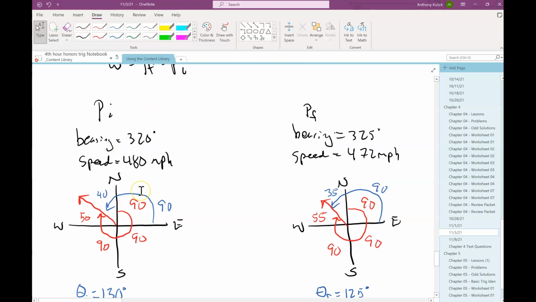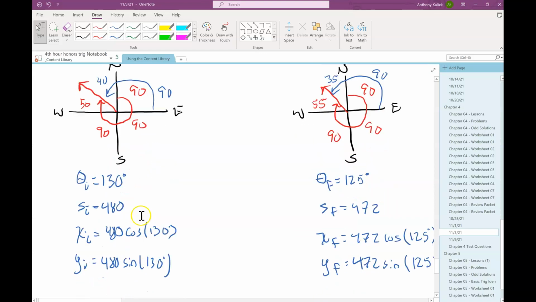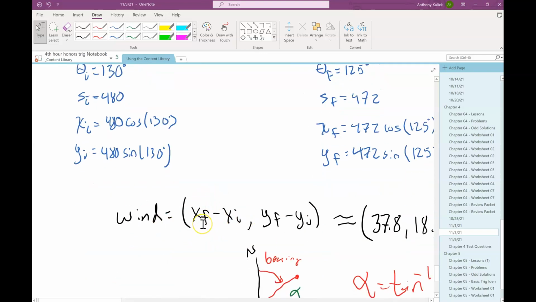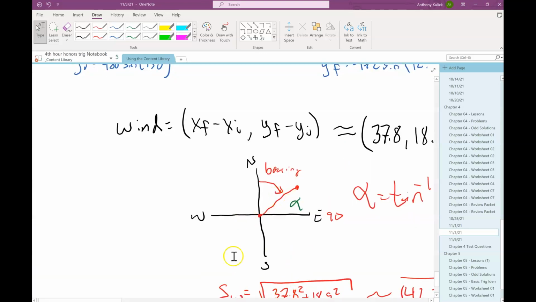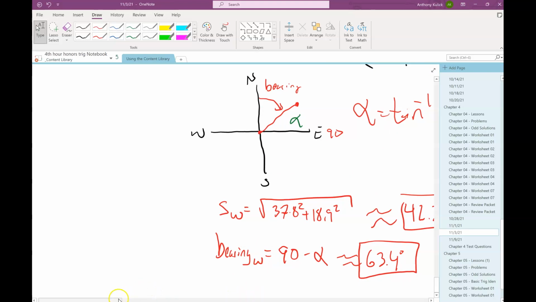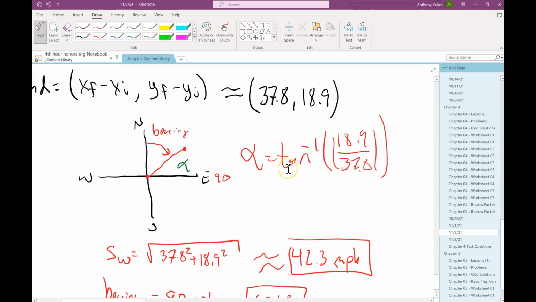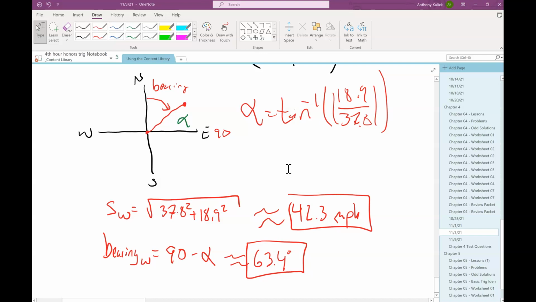So I do everything the exact same, right? I resolve everything the exact same into components. The only difference here is now when I do the wind, I do xf minus xi and yf minus yi. But that's the only difference. To get the distance, or the speed, I just take the distance formula with the coordinates and do the bearing the exact same way. So there's no difference in the subtraction problem other than instead of adding the components, we subtract them. But everything else is the same.